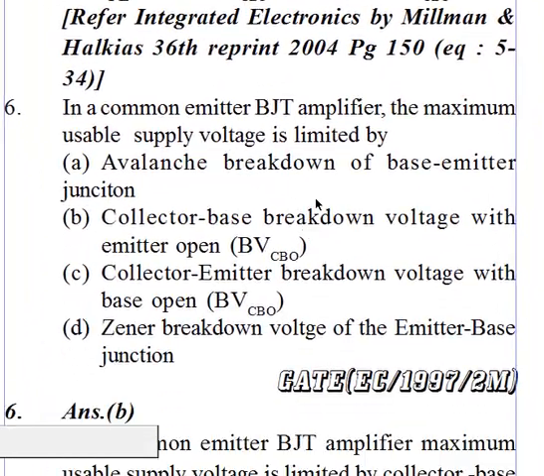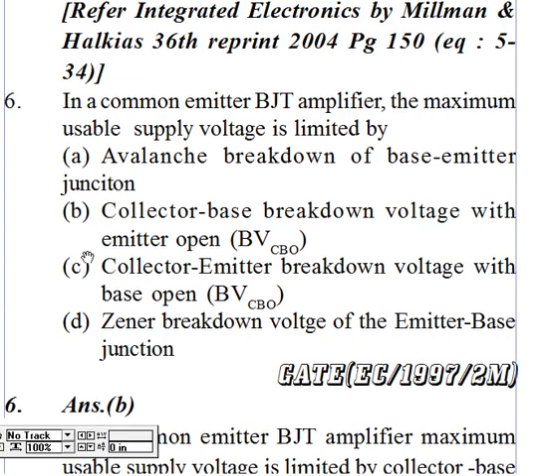In a common emitter BJT amplifier, the maximum usable supply voltage is always limited by what? Avalanche breakdown of base emitter? No. Collector base breakdown voltage, collector emitter breakdown voltage with base open, collector base breakdown voltage with emitter open.